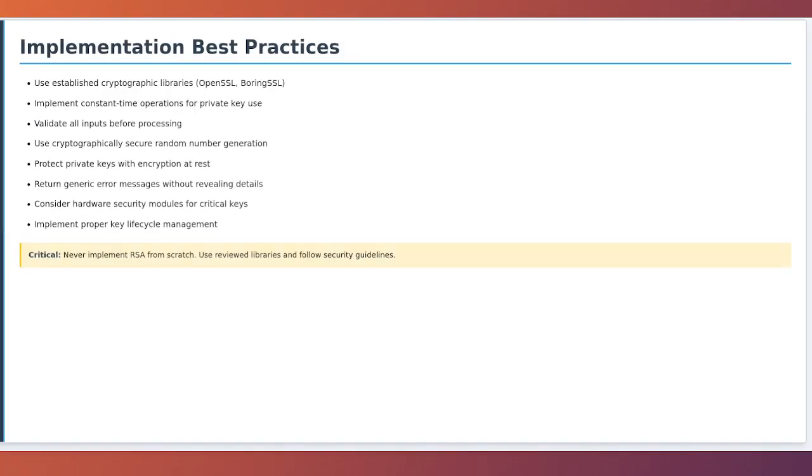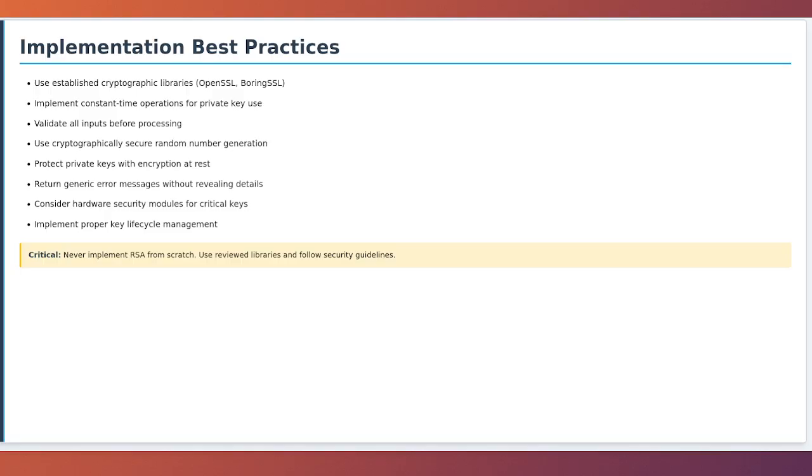Implementation best practices. Implementing RSA cryptography correctly is challenging. Many subtle details can lead to vulnerabilities if not handled properly. Let's cover the most important best practices that every RSA implementation must follow to be secure.